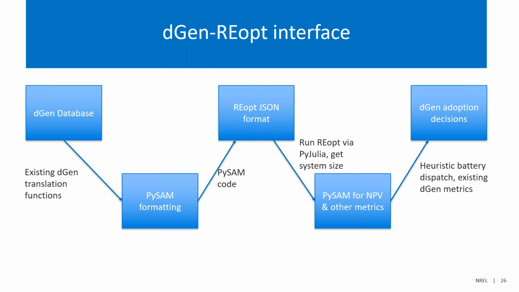So in order to do this, we actually put this in between 2 different PySAM steps. If you've used SAM extensively, you may have noticed the size and dispatch option on the battery page, where SAM will call out to REopt and get back an optimal size and dispatch profile for the battery. So we've expanded on that for the Dgen interface. We used the existing Dgen translation functions that I was talking about a few slides ago to get things into the PySAM data format.